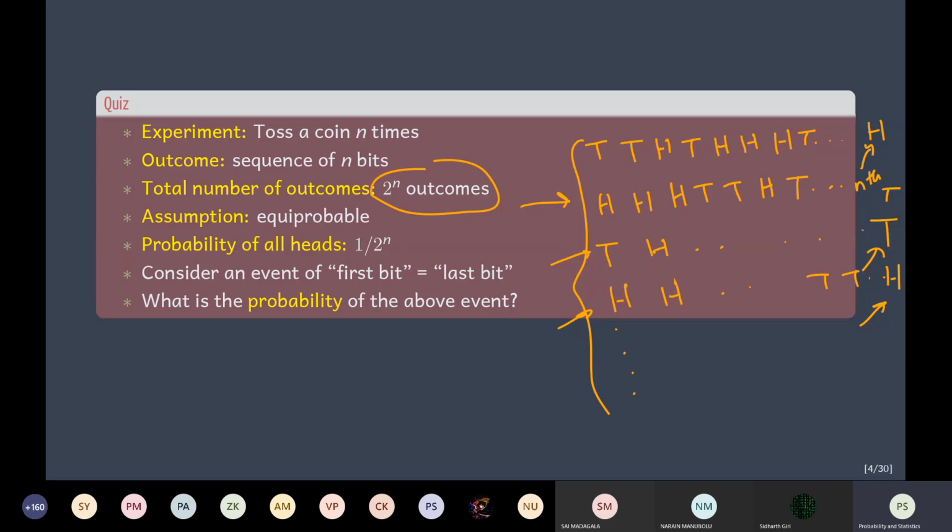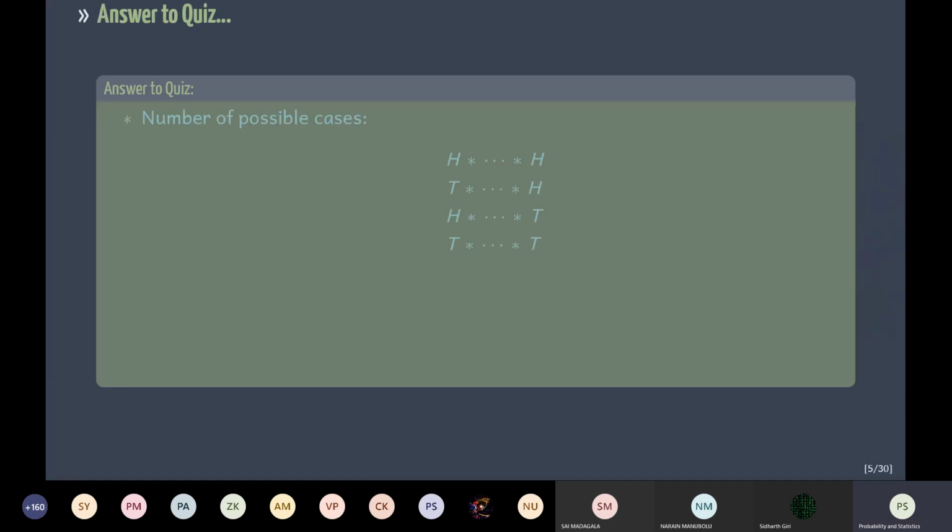Most of you might have given the correct answer already. So here we have to find how many possibilities could be there in this event where the first bit will be equal to the last bit. Now it's intuitive in our head what could be the case. Let us see the answer. So number of possible cases, as I said, what we can use is some star to denote that it could be any possibility for the star. So we use a generic star here to mean any of the head or tail.